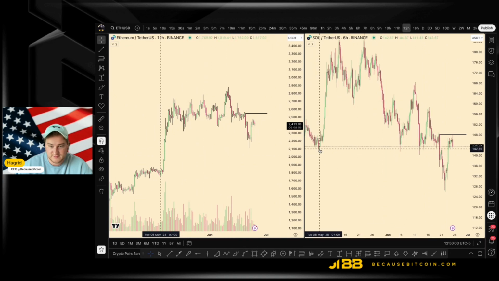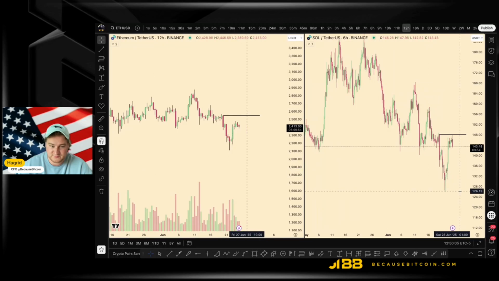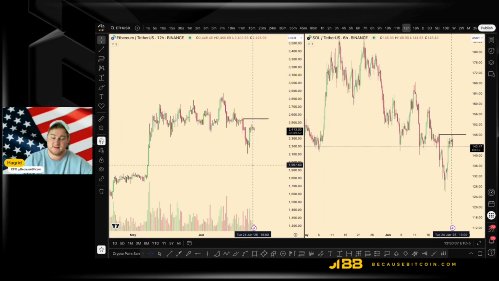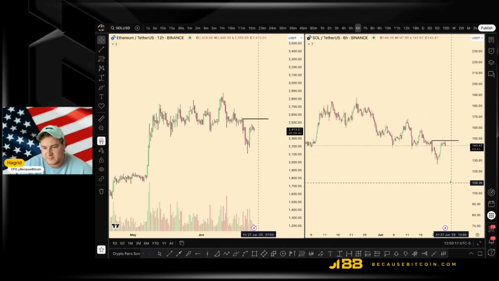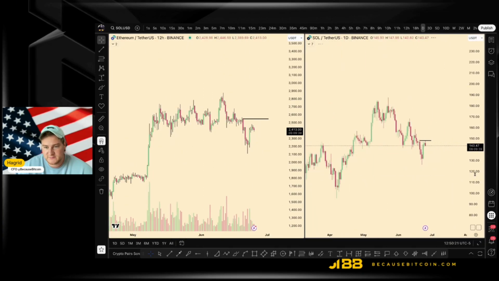This is the same low. 142 and 1,700 are the same low, and SOL just wicked 126. So you look at it on more than a 4-hour chart, ETH has been much stronger than SOL for the last 60 days. Anyways, I think that we've gone over ETH, we've gone over Bitcoin.